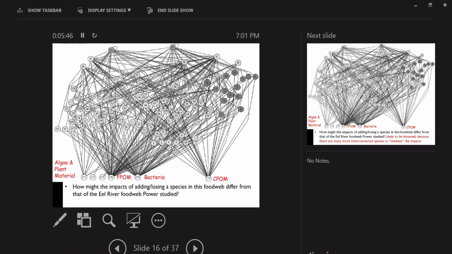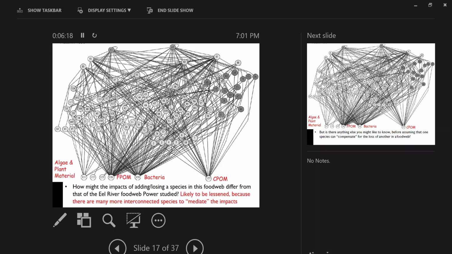So if we compare this food web to the simplified food web from the Eel River in California, we ask ourselves, how might a food web like this differ in its response to adding or losing species compared to that of the Eel River food web that Power studied? And because we have so many species that are interlinked with one another, the impact of losing a species or gaining a species is likely to be lessened because there are lots of other interconnections to mediate the impacts.